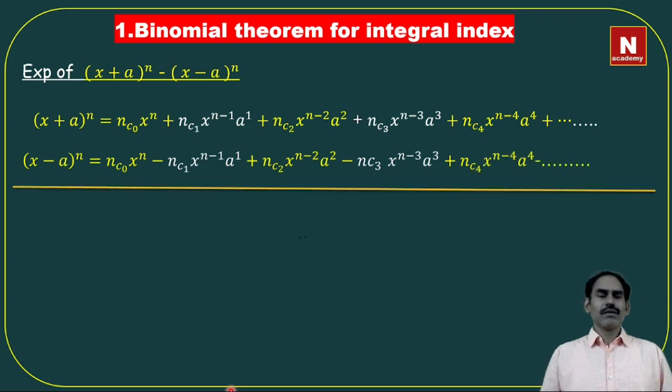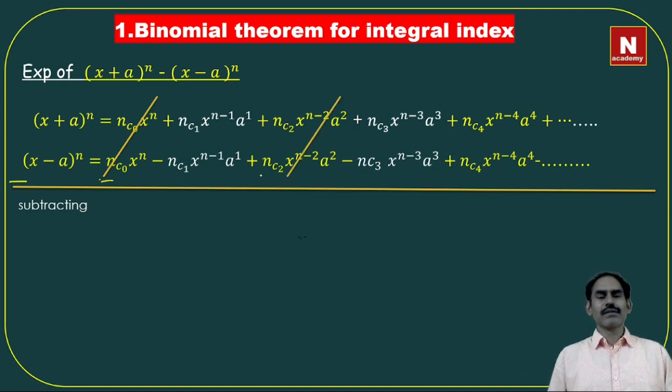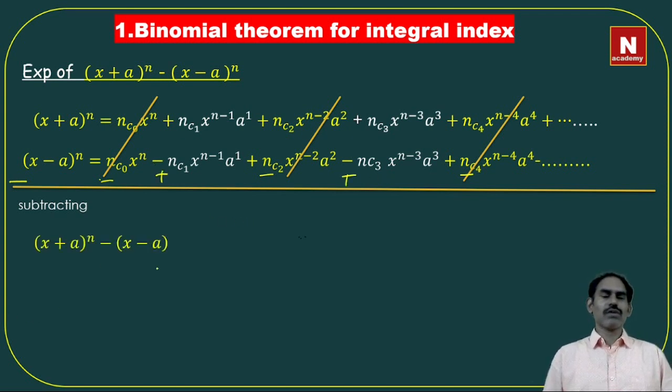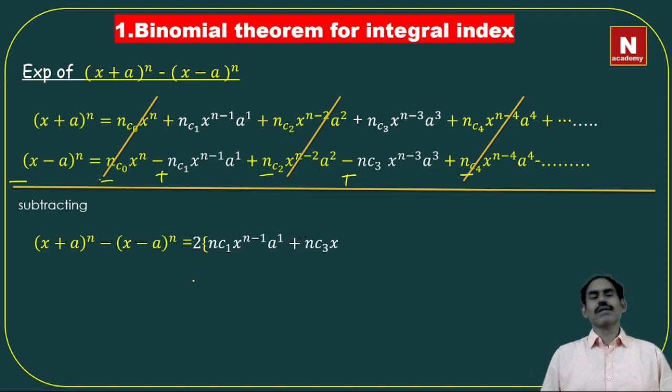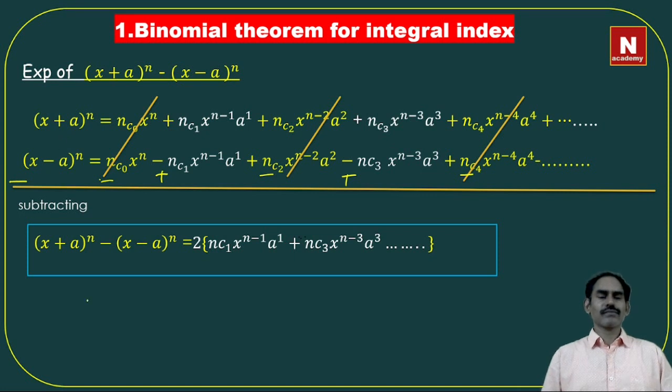Here you have to subtract. When you subtract, this is minus and that minus, these two get cancelled. This will be plus, so this is plus. So now subtracting both, we will get 2 into [nC1 x^(n-1) a^1 + nC3 x^(n-3) a^3 and so on]. See, if you observe, this is the required expansion.